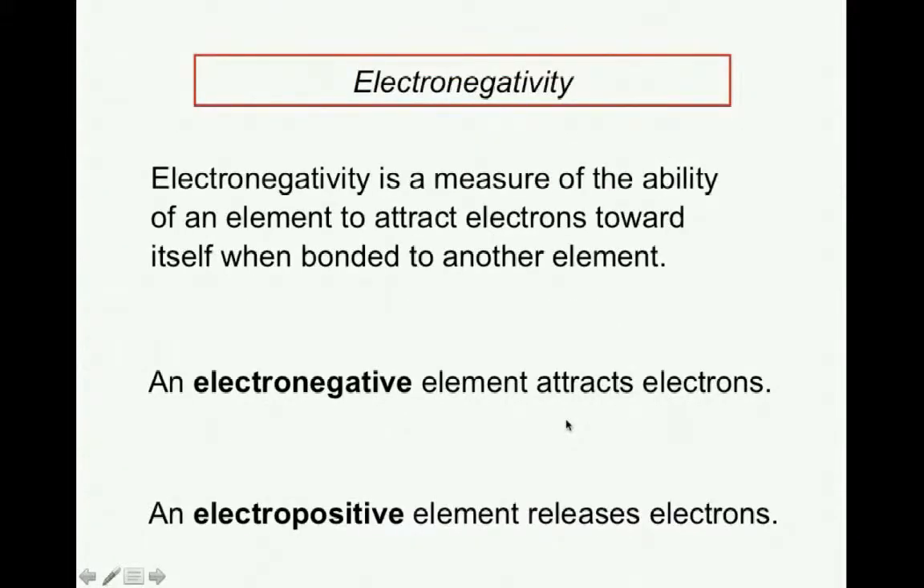Recall that electrons orbit the nucleus of an atom because of the mutual attraction and repulsion between the equal and oppositely charged protons and electrons. Lewis diagrams show electrons as shared in covalent bonds as if the electrons spent equal amounts of time between each of the nuclei in the bond. Electronegativity is a quantitative measurement of an element's ability to attract electrons towards its nucleus when bonded to another element. Electronegative elements attract electrons and electropositive elements release electrons.